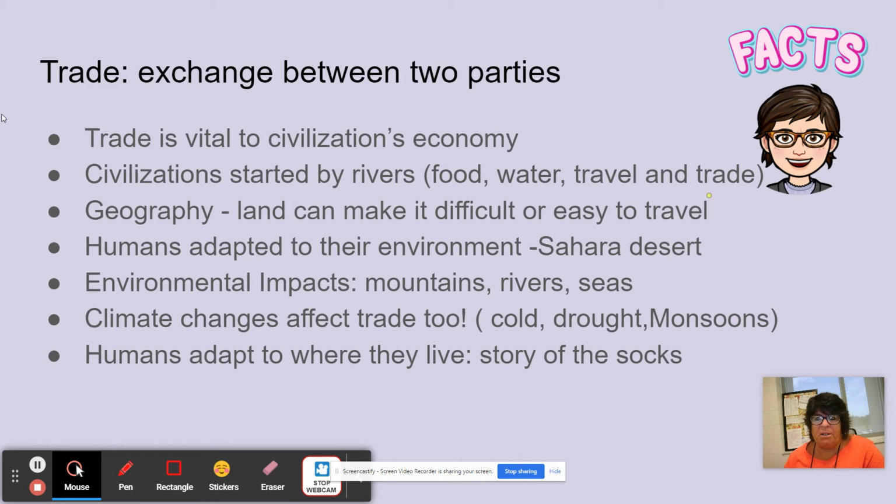Geographically, there were some areas that could be difficult to travel. We talked about the Himalayan mountains in India. We also talked about the Sahara Desert. They come up with some trade routes, and we'll talk more about that during this upcoming week. Humans adapt to their environment. Well, how does that affect trade?